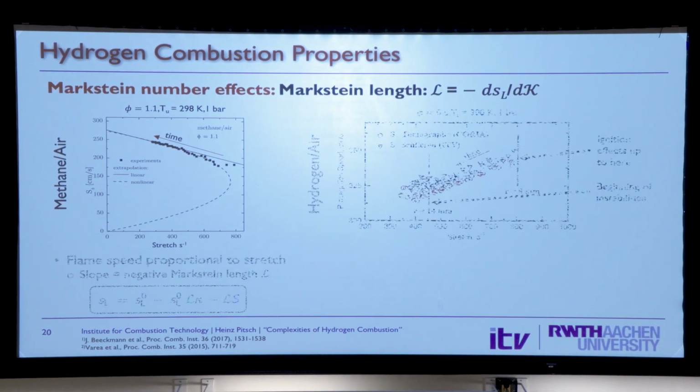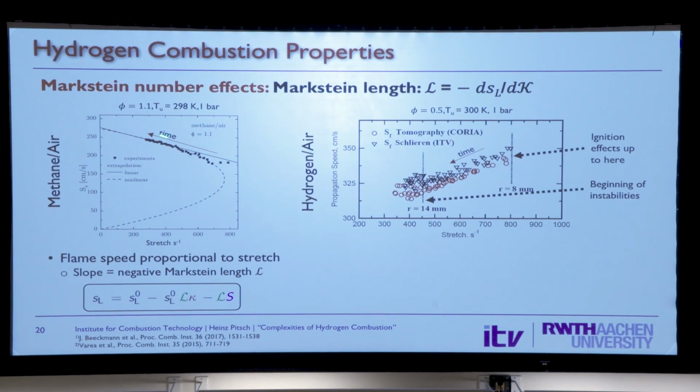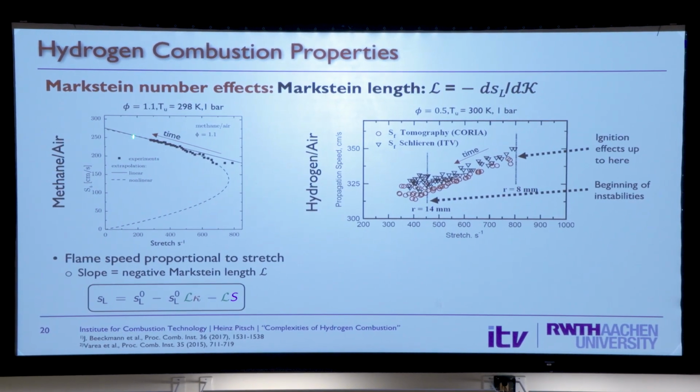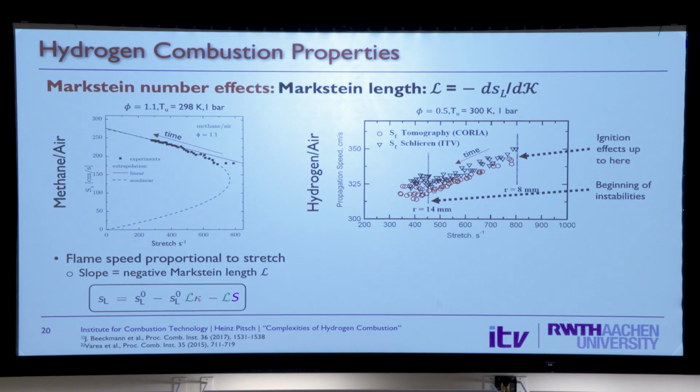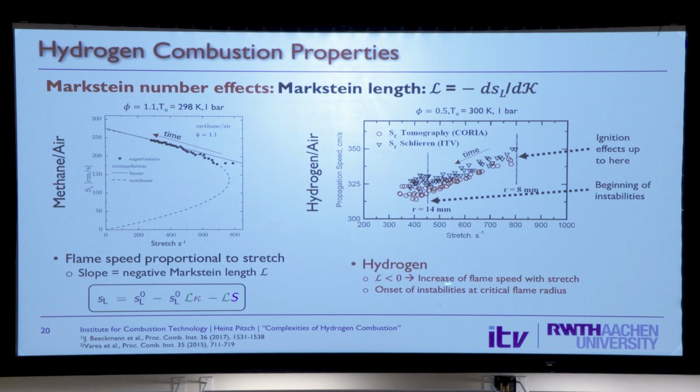And now we have here the effect of Markstein length. We said the negative slope here, that's the Markstein number. There's a negative slope, so positive Markstein number, right? This is the same experiment for hydrogen, and you see it has the opposite slope. There's a positive slope, so you get a negative Markstein number. And if I put a negative Markstein number, positive curvature gives you a positive effect, so this makes positive curvature burn faster, okay? So that, of course, will then lead us here to the instabilities.